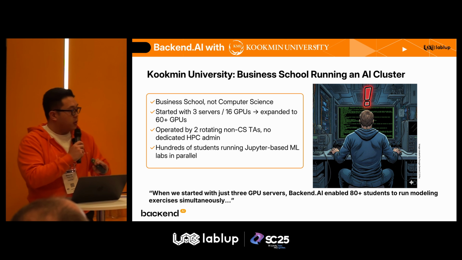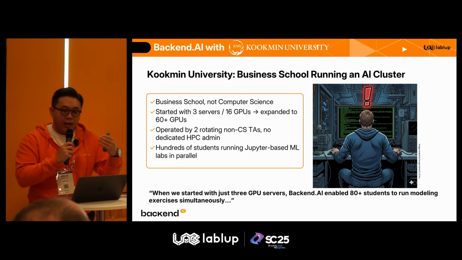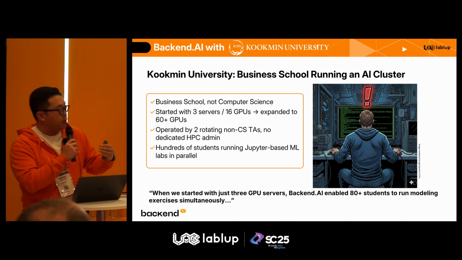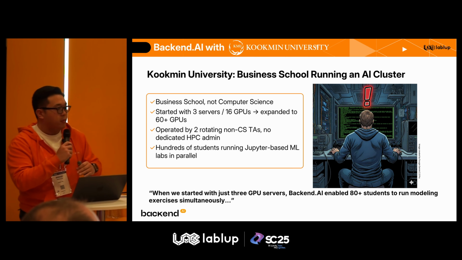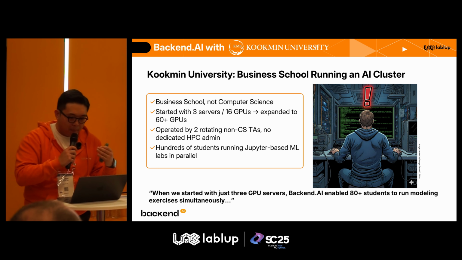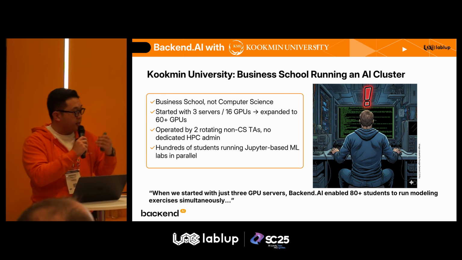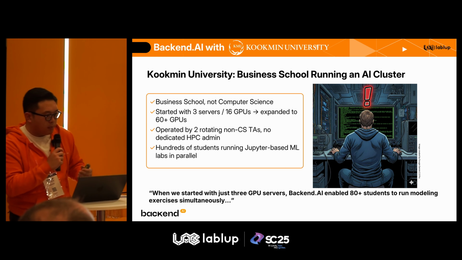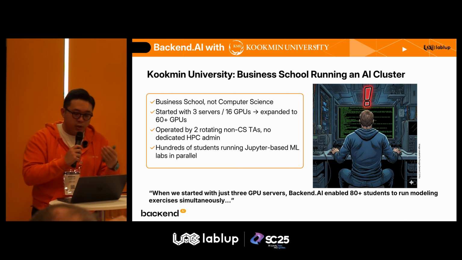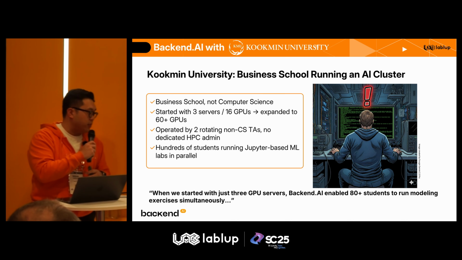So they started with 3 servers, just 16 GPUs. At that time, 80 students from outside, the MBA students, had to take the class and had to use the resources at the same time inside the classes. But since we base on Backend.AI, GPU virtualization is possible through our fractional GPUs at the container level. Now they have expanded to 60 plus GPUs. The 60 plus GPU infrastructure is now operated by 2 rotating non-CS student TAs, and there are no dedicated HPC admins.